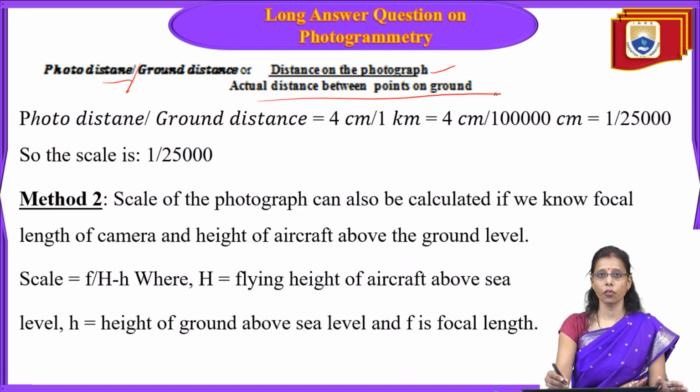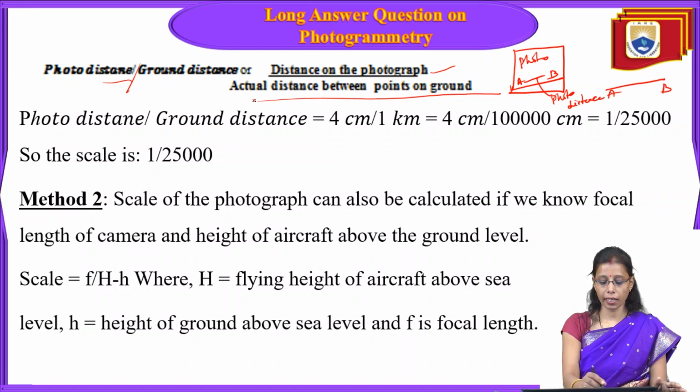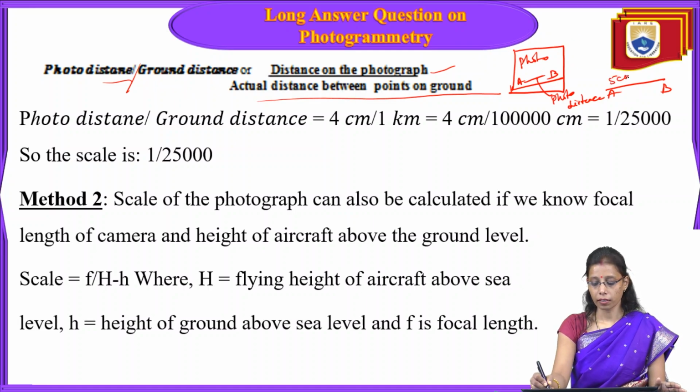Suppose this is the photo, and here we have A, B. This is the photo distance. And on the actual ground we have A and B. So it is photo distance by ground distance. If the photo distance is 5 centimeters, the ground distance can be 1 lakh centimeters.